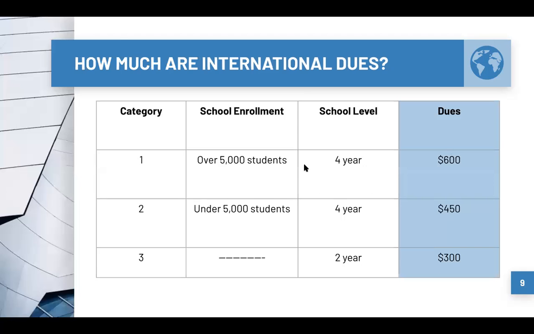So for international, there are 3 different categories when determining how much a club has to pay for international dues. First off, if your club is from a 4-year university with over 5,000 students, your international dues will be $600. If your school is a 4-year institution with under 5,000, it's only $450. If it is a 2-year community college, then the dues will be $300.